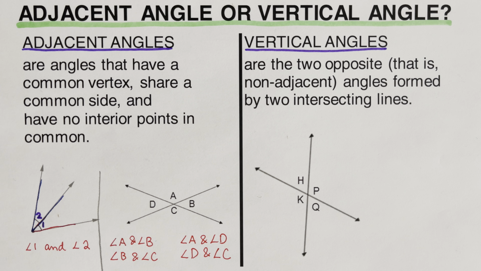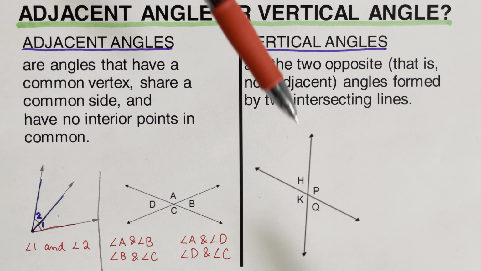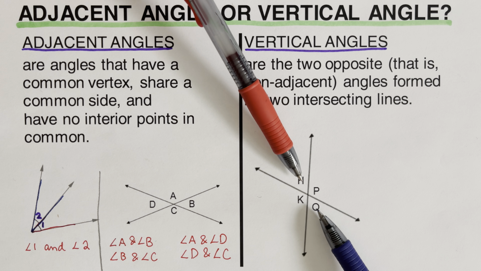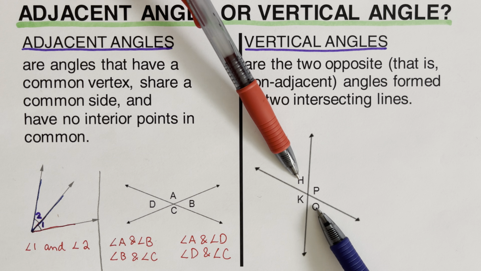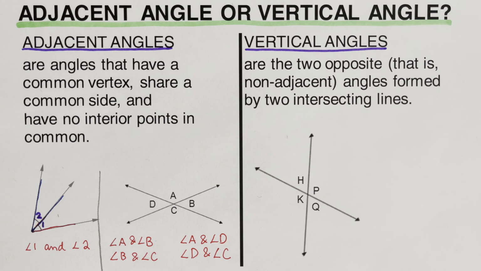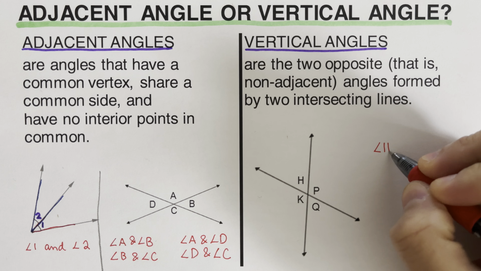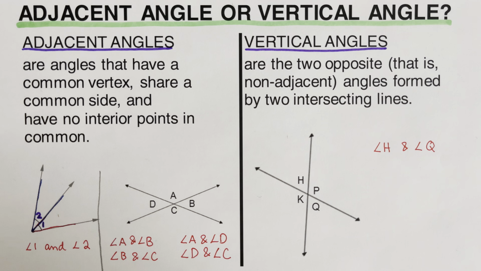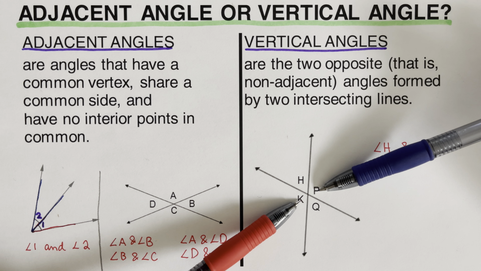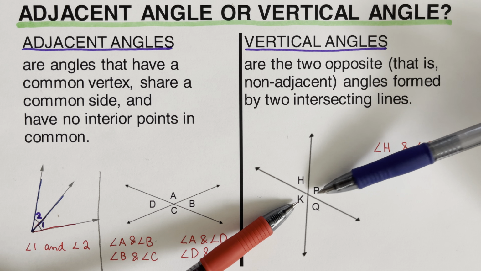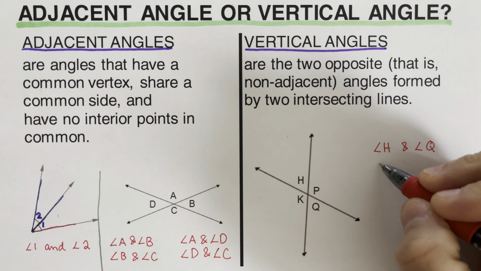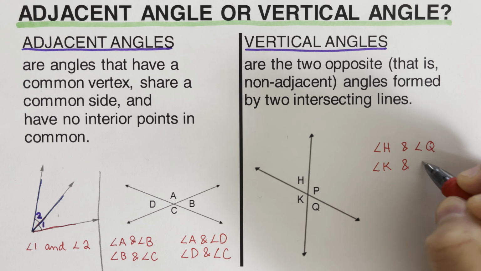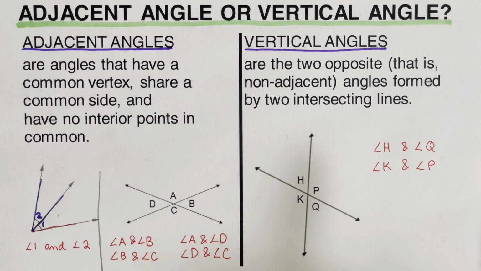So you see the difference: vertical angles are opposite from each other. Angle H and angle Q are vertical, so we can write that down here: angle H and angle Q. We also have another pair of vertical angles. That other pair is angle K and angle P, which are also vertical because they're opposite. They are across from each other. So I can write that angle K and angle P are also vertical angles.